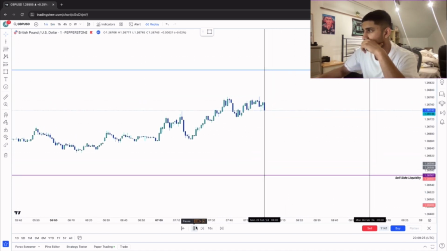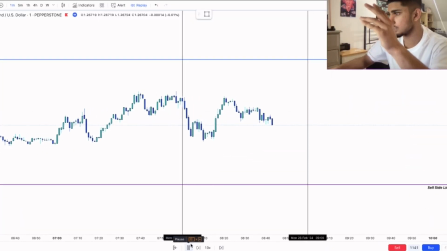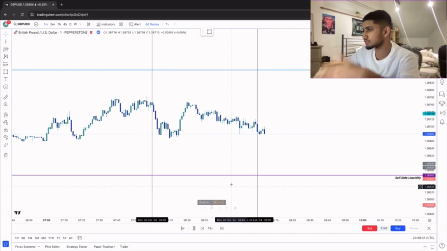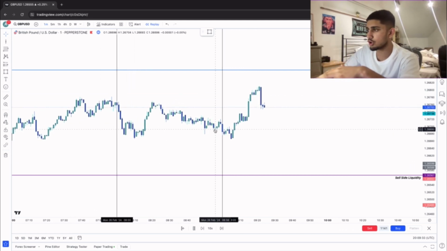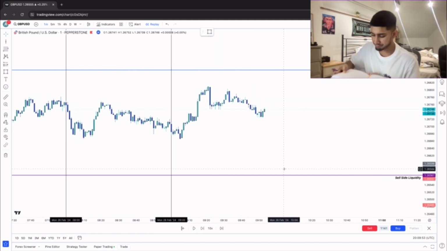Right, so let's play it out. So we want our sweep in the zone. We want to see a sweep in the zone. So if we don't see it, we're not entering. So right here, all we had was some sideways consolidation. So that was not an entry into the trade.